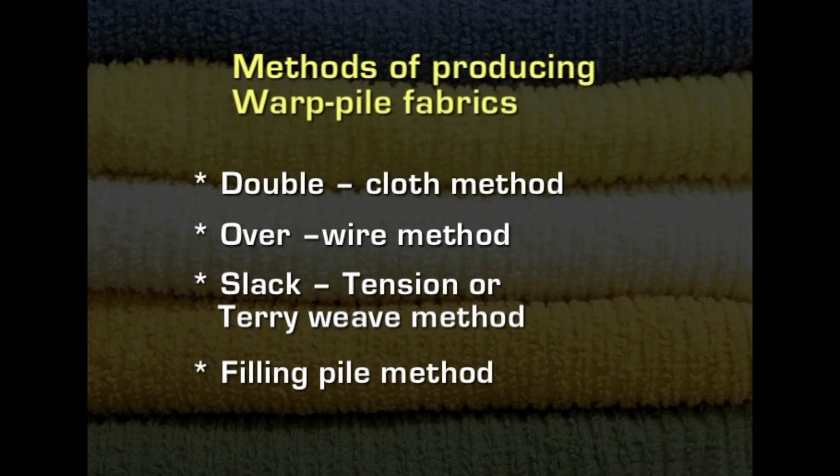Then coming to the filling pile method, in this type of weaving the pile is formed by an extra set of weft yarns. And so, the pile in filling pile fabrics is not made in the form of loops; it only floats on the surface or on the face of the fabric.